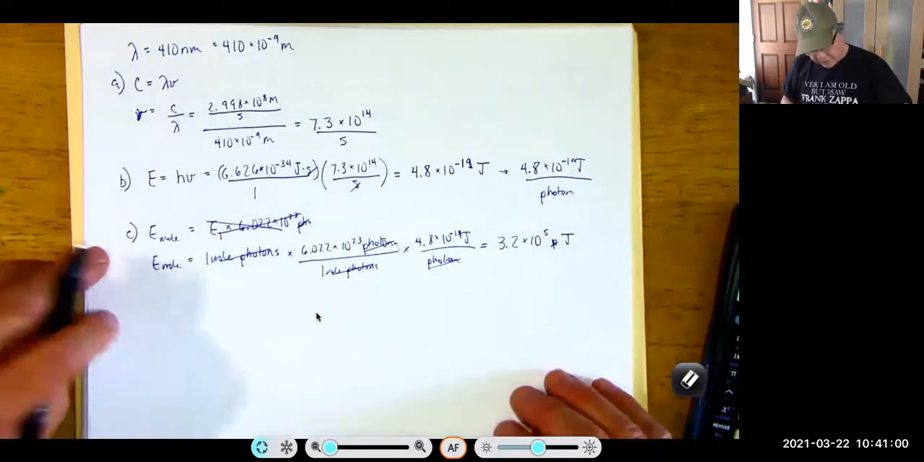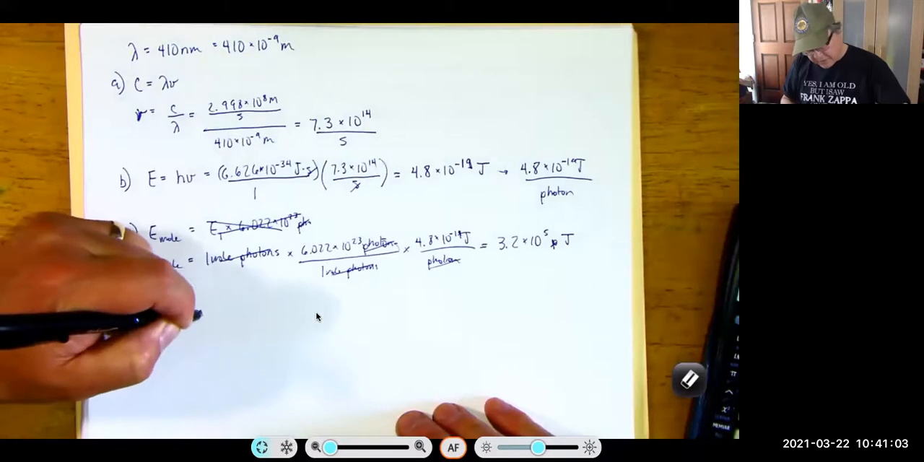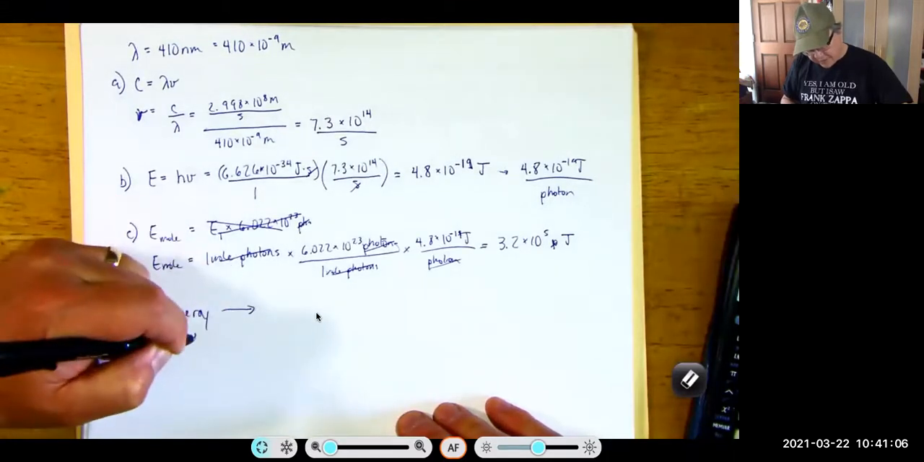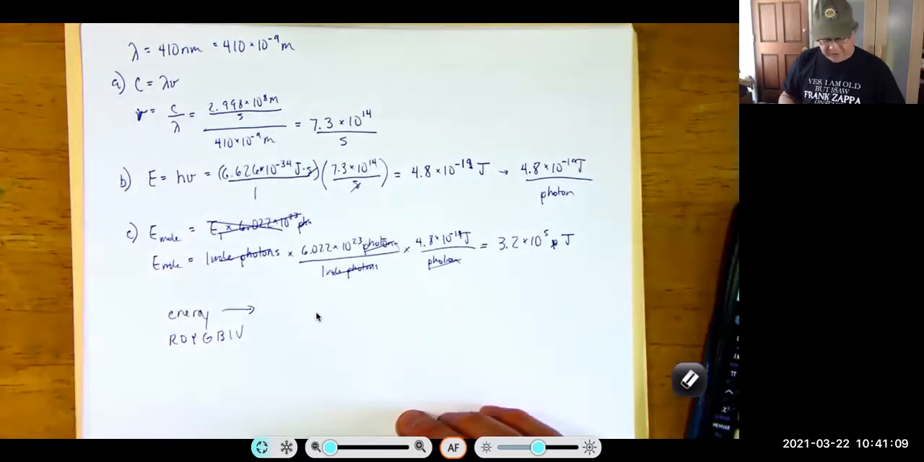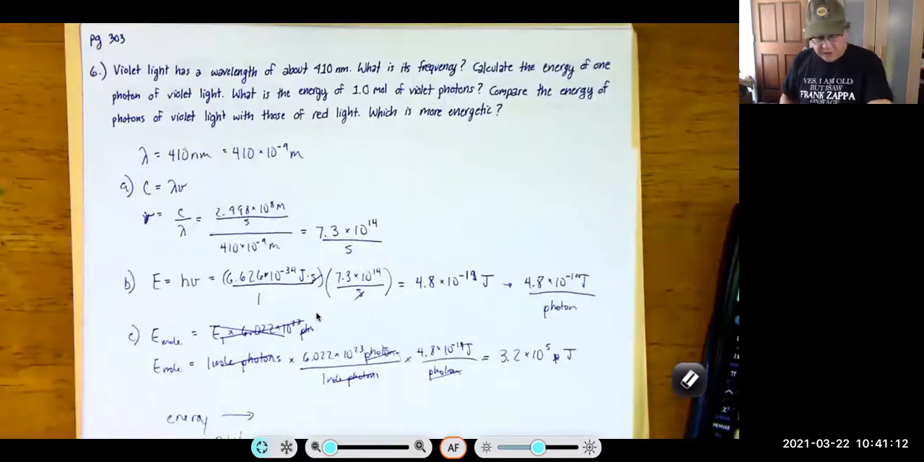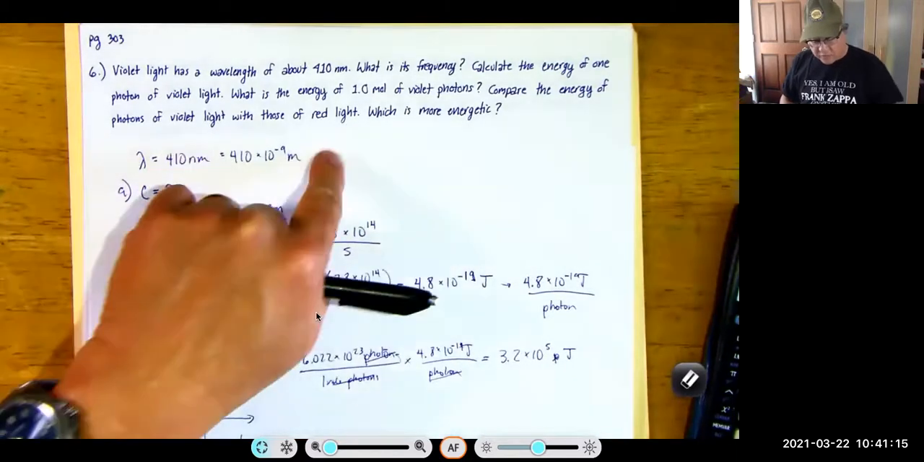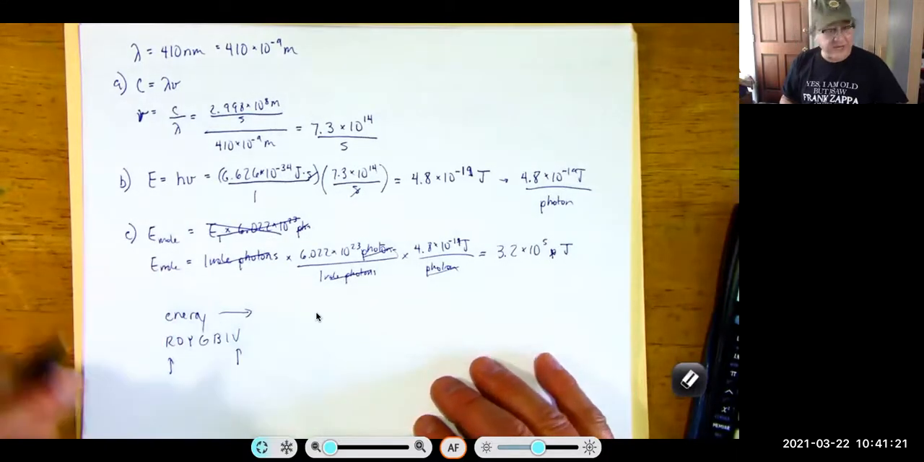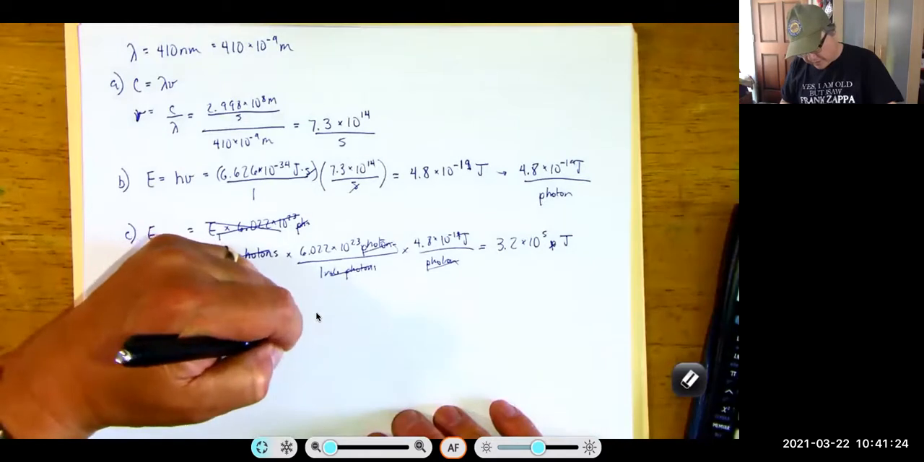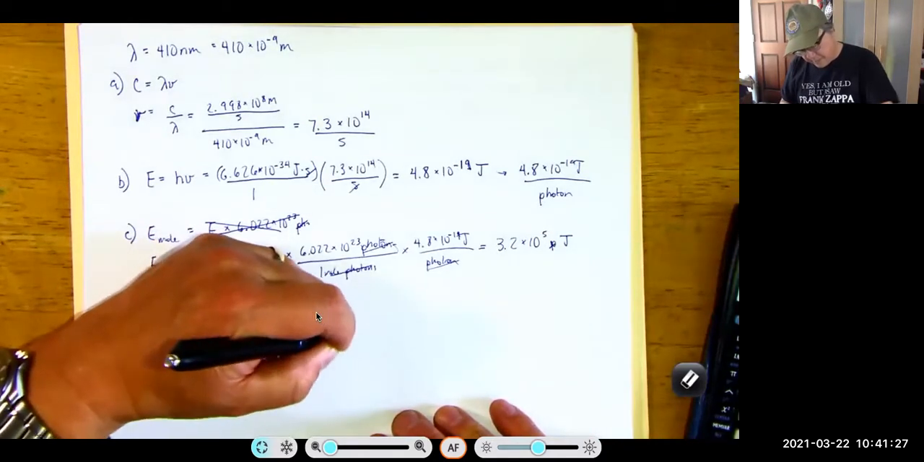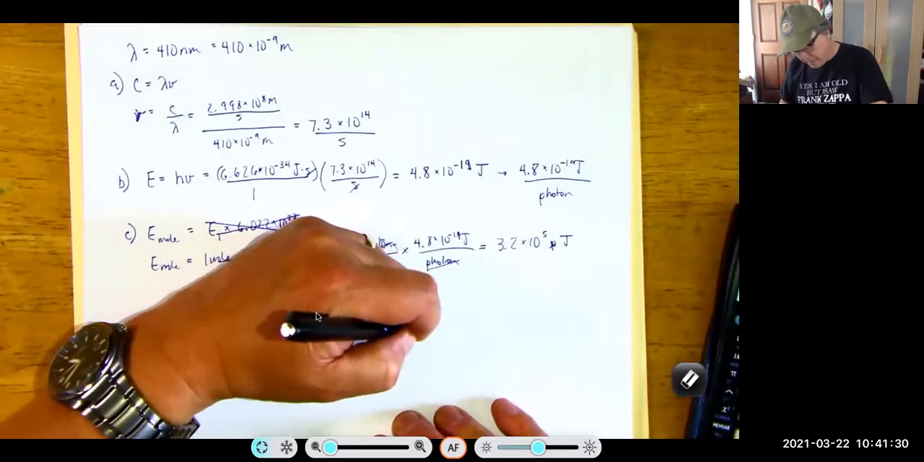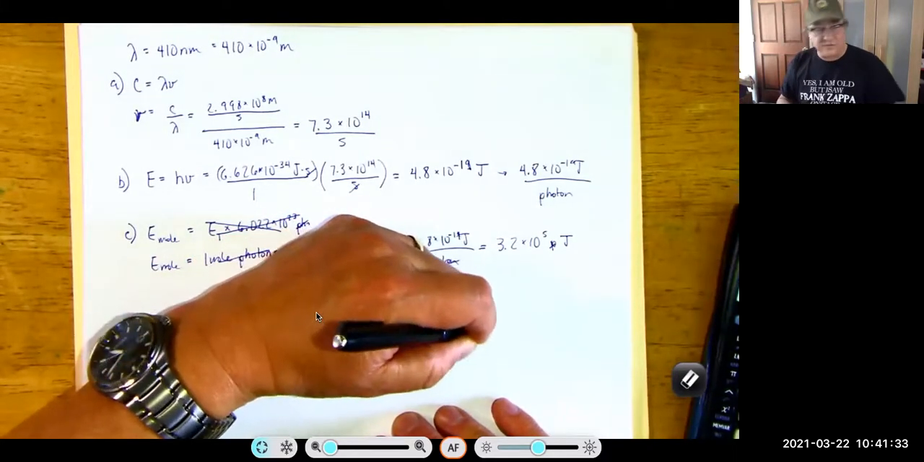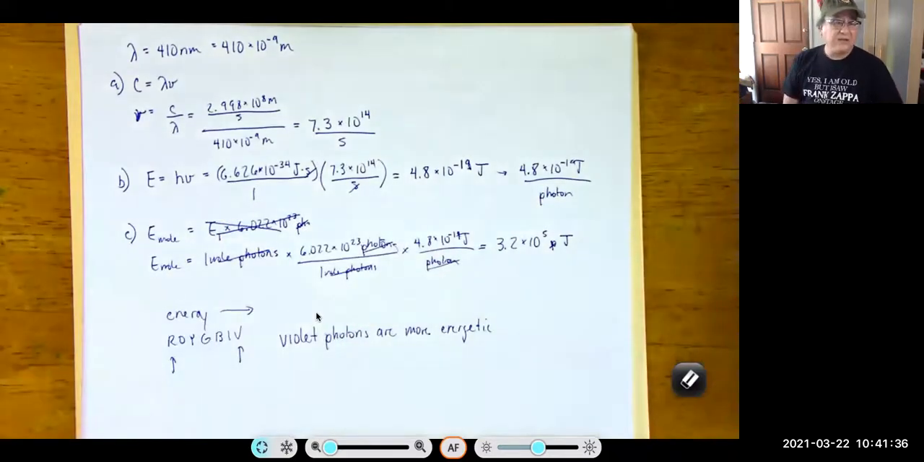energetic? Well, all we have to do is draw our little energy scale with Roy G. Biv, and we can answer that question. We don't need to do any calculations. So we're looking at violet and red, and we're going to say violet photons are more energetic. That means if you get hit with a violet photon, it could cause more damage than a red photon. Okay, so there's that problem.